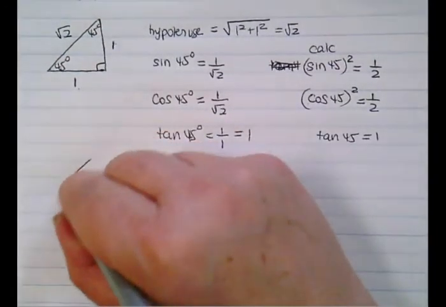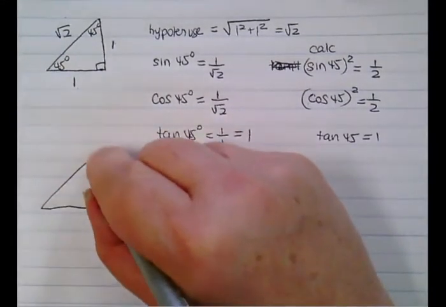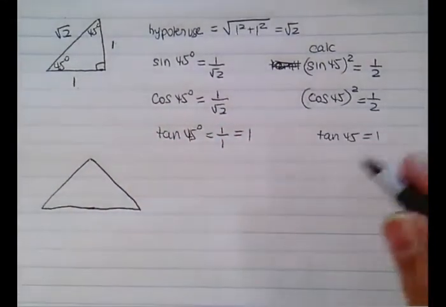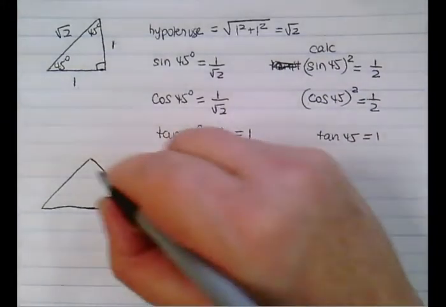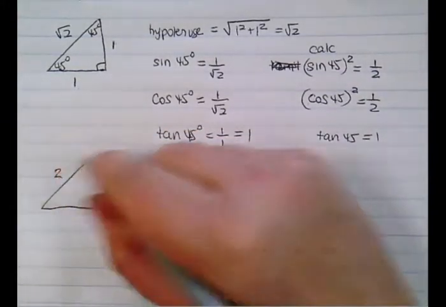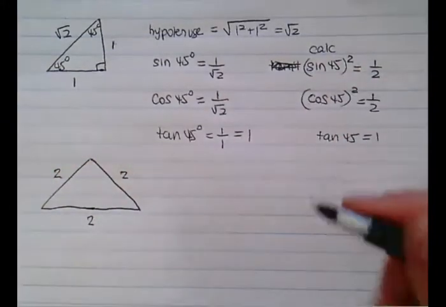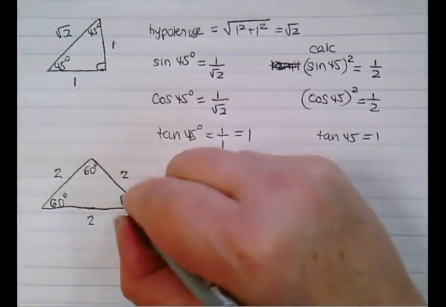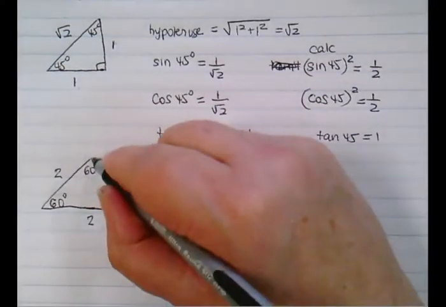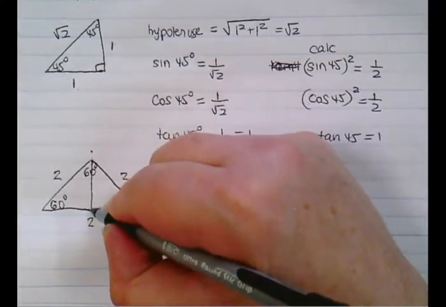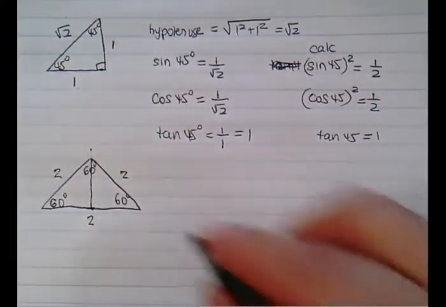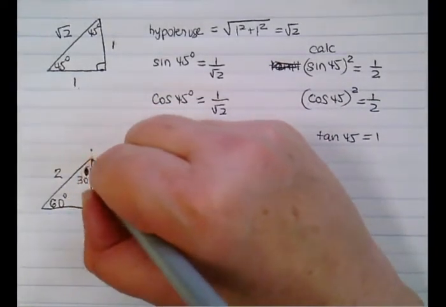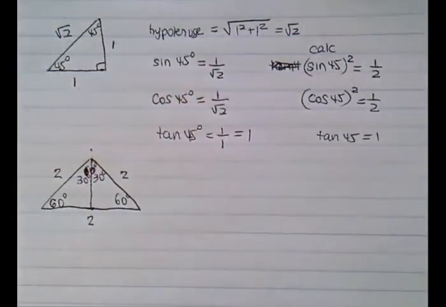Now, we use an equilateral triangle, but only half of it for our other angles. So if we have an equilateral triangle with side length 2, 2, 2, and these angles will all be 60, however, if I put a line, an axis of symmetry down the middle of this triangle, instead of having 60 at the top, wouldn't I have 30 degrees and 30 degrees?